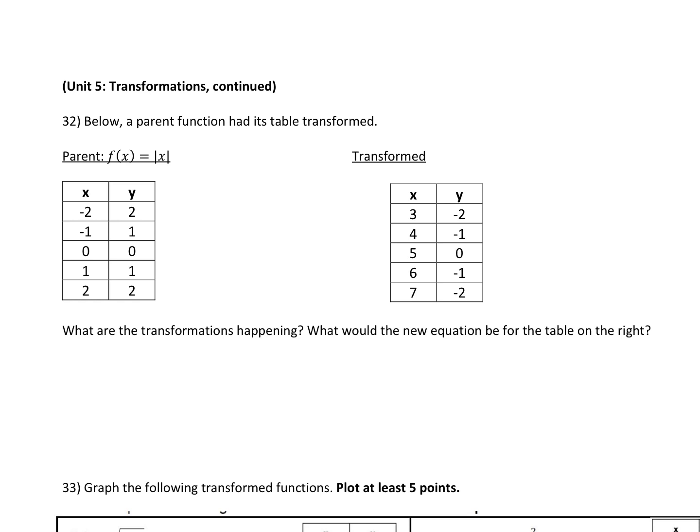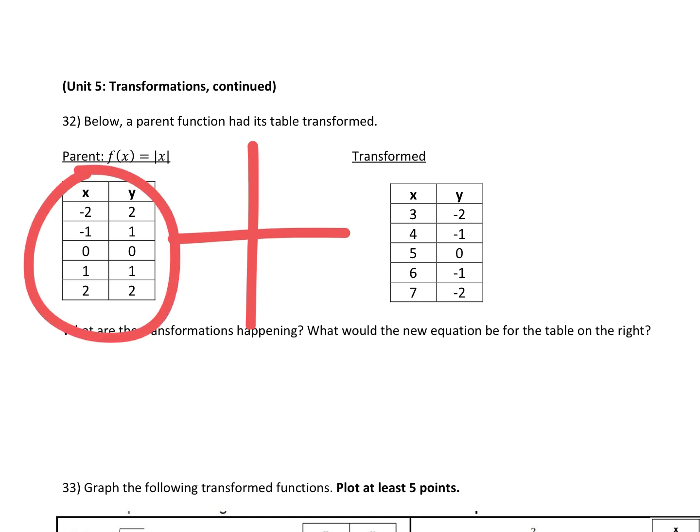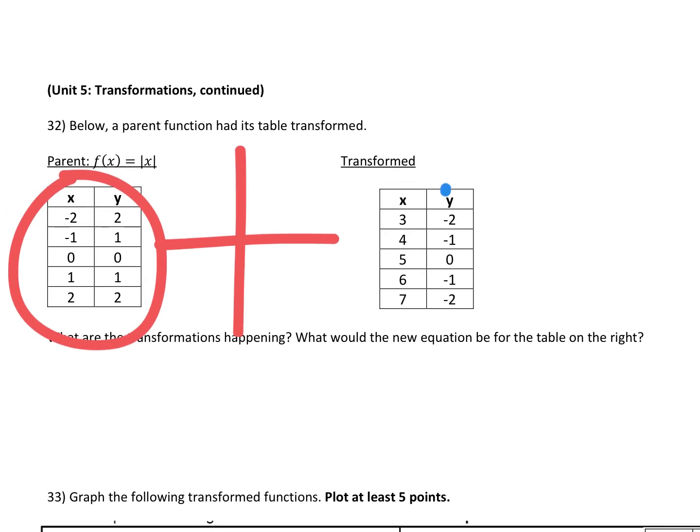For this one, I'm going to suggest that you just graph the parent one, see what it looks like, and after I graph that, I graph this new one on the same graph, and I go, okay, what happened? Did it move up? Did it move down? Did it move left? Did it move right? Okay, so let's just graph these points. And I know we don't have a perfect graph. Just draw one in like me.